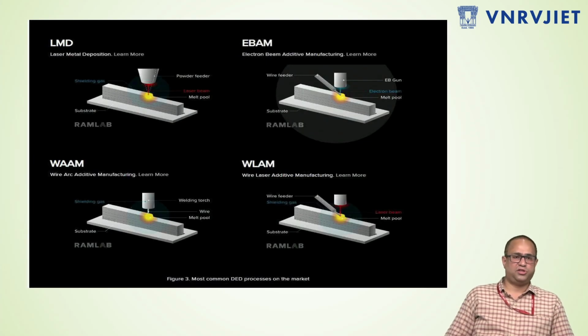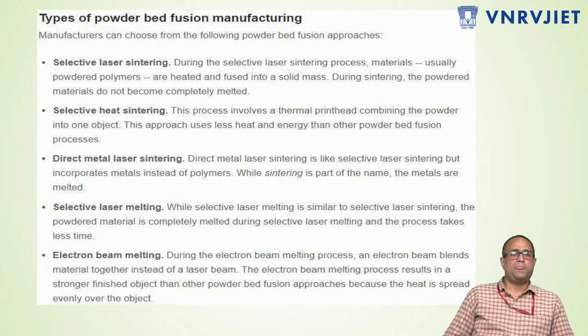Okay, and this is how EBM, electron beam additive manufacturing, and wire arc additive manufacturing come under the DED process, that is, direct energy deposition. Here the material is deposited instantly, and a large amount of parts can be built using this sort of process. And these are the categories which come under powder bed fusion.